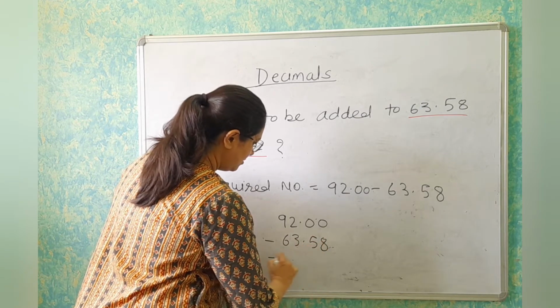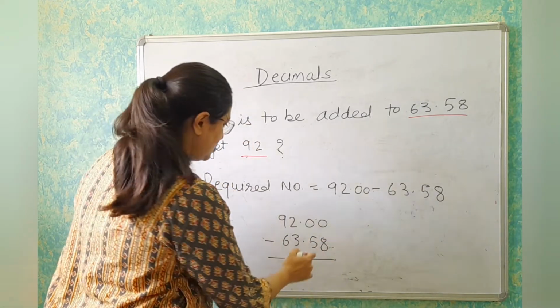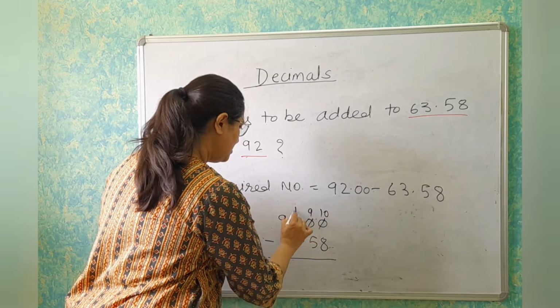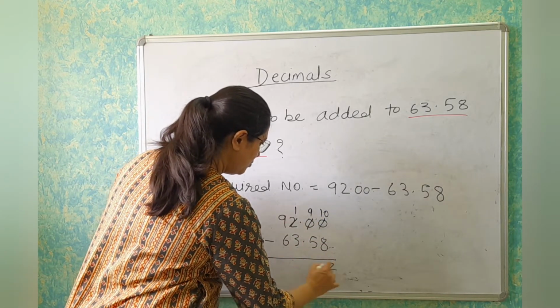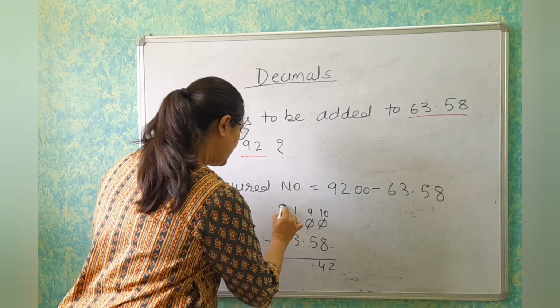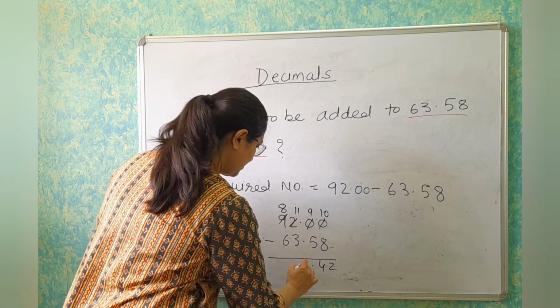Now I have to subtract these two numbers. This is 10, this one is 9 and this is 1. 2, 4, decimal point, 8, this is 11.